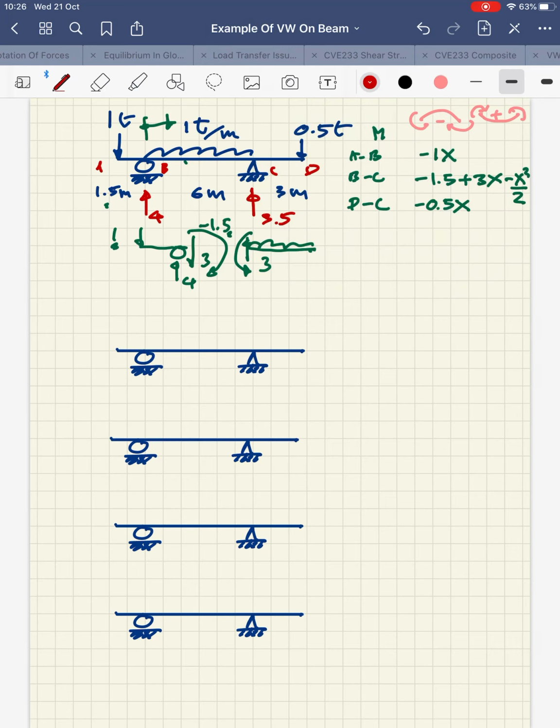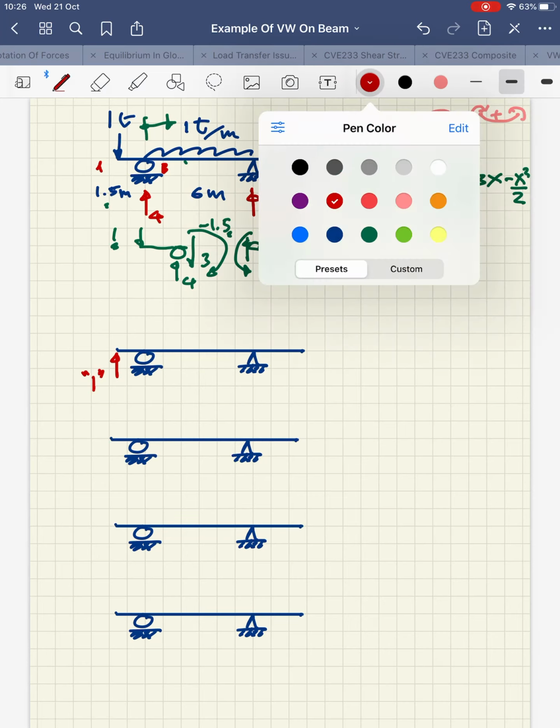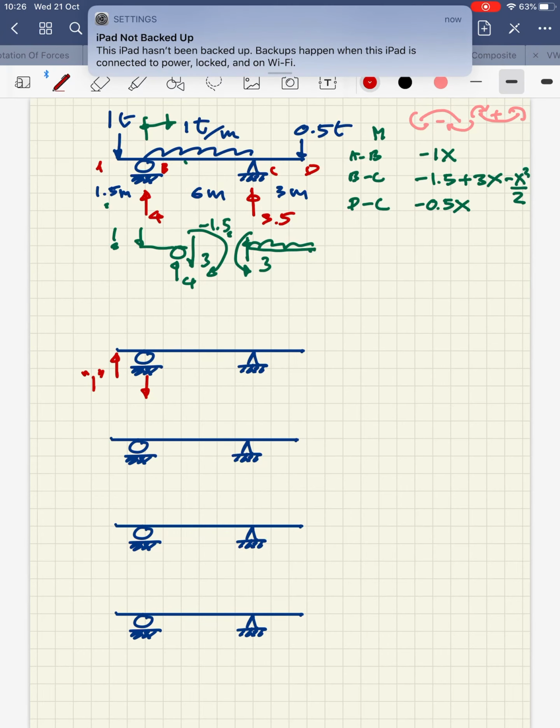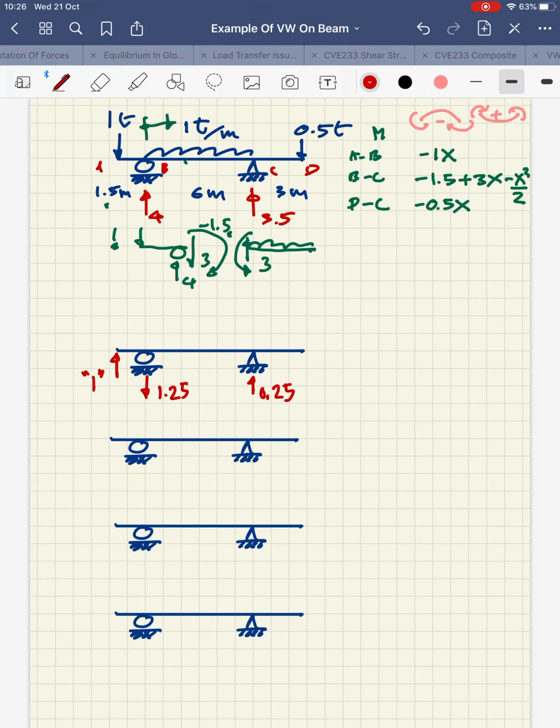So naturally, if you want to calculate the displacement at A, the vertical displacement, you need to apply the unit load. But I'd like to do it in a different way this time, by applying the upward unit load instead of the downward one that I use in the class. And by doing this, I will have the reaction. Let's use the same color. Okay, that is 1.5 downward, and that will be 1.25, and that would be 0.25 upward.